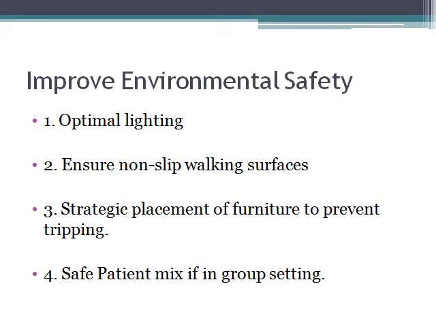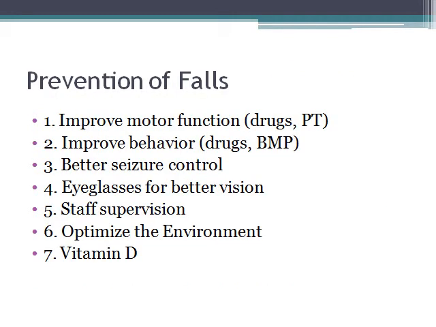First, environmental safety. Things like optimal lighting, ensure non-slip walking surfaces, strategic placement of furniture to prevent tripping, and a safe patient mix if in a group setting. In other words, mixing aggressive individuals with fragile individuals can have a bad outcome. So first of all, think about the environment in preventing fractures.